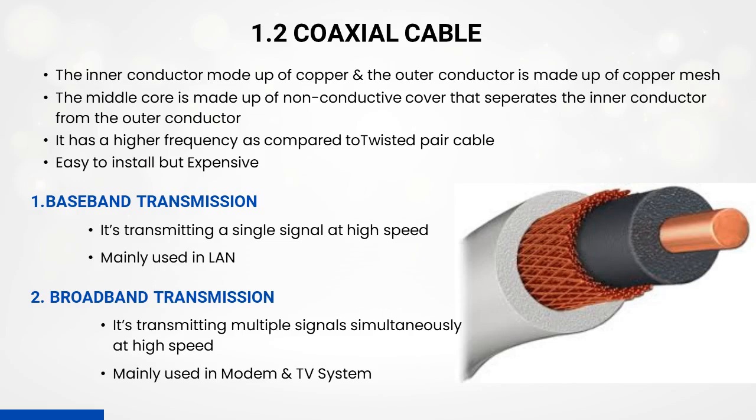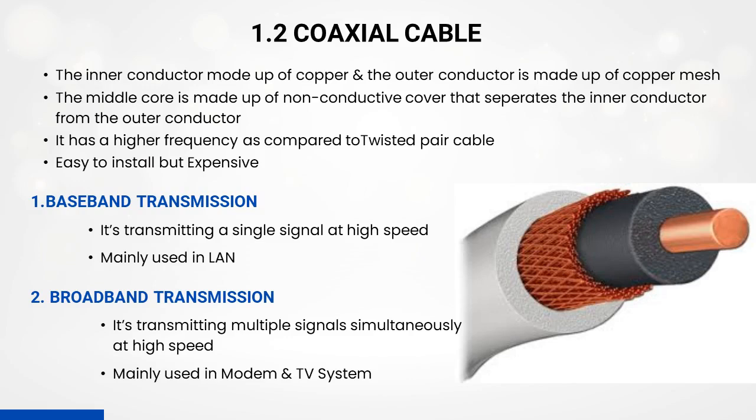Coaxial cables are easy to install but more expensive. Types of transmission in coaxial cable. First one, baseband transmission. Sends one signal at a time at high speed. Commonly used in local area networks.